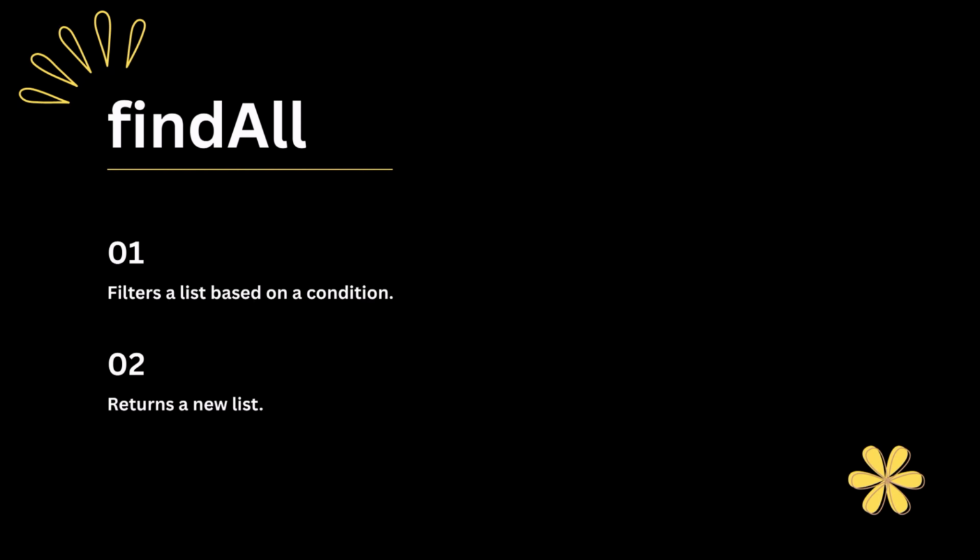Our first gem is findAll. If you want to pull specific items out of a list, you use findAll. The method runs a condition on every item and returns a new list of only the items that match. Let's look at the code.